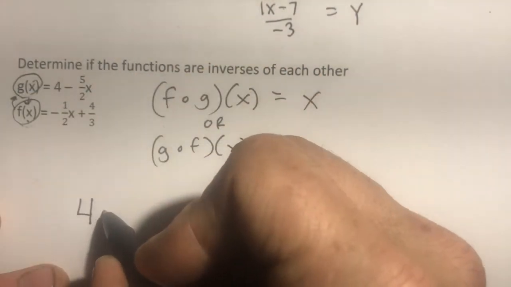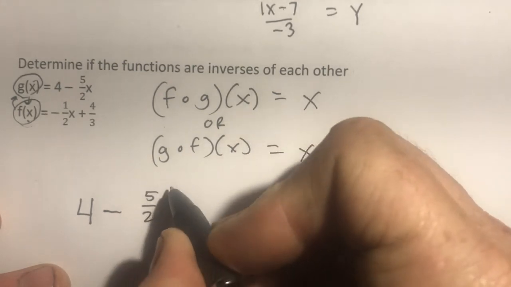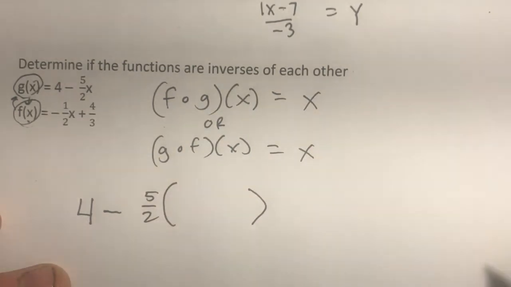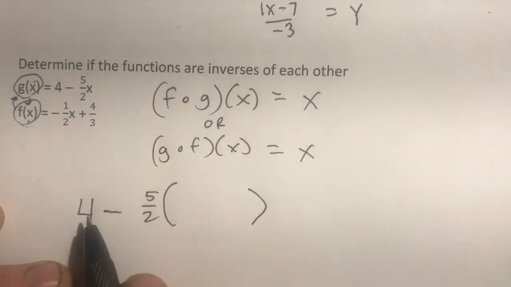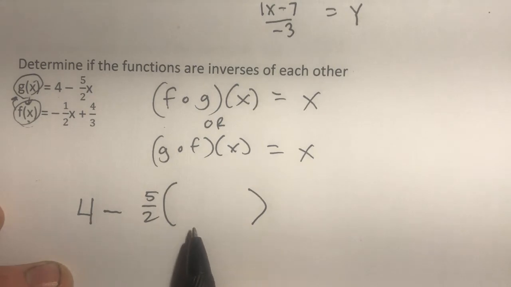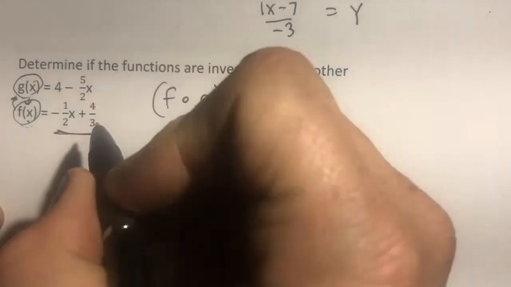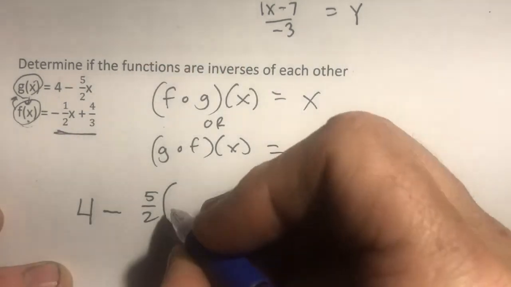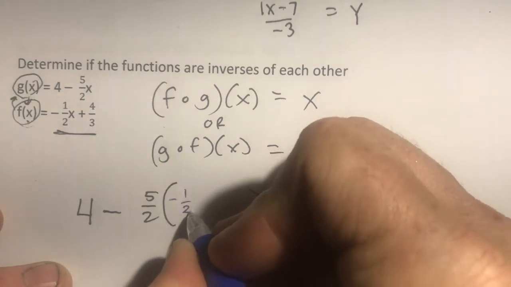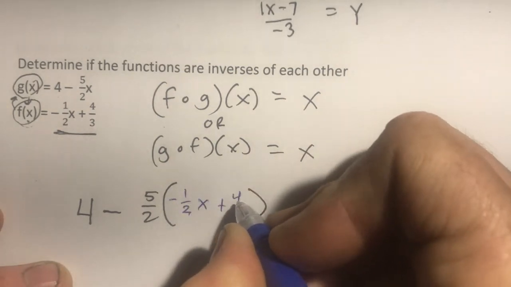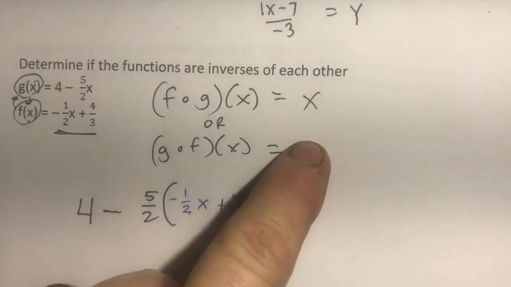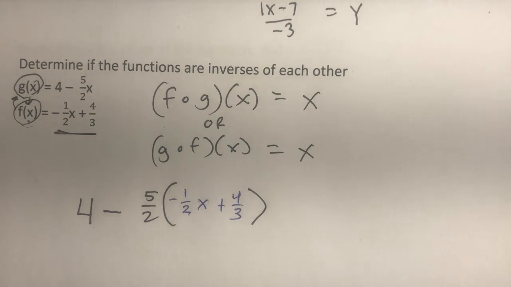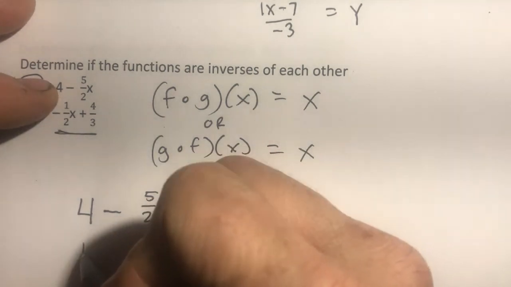So I've got 4 minus 5 halves, and then right here's x. See right there? 4 minus 5 halves x. And then right there where x is, I'm going to put this other one in. Okay? So right here I'm going to put negative 1/2 x plus 4/3. And then I should be able to simplify this and get x if they're inverses. This looks kind of sloppy here. I don't think it's going to work.